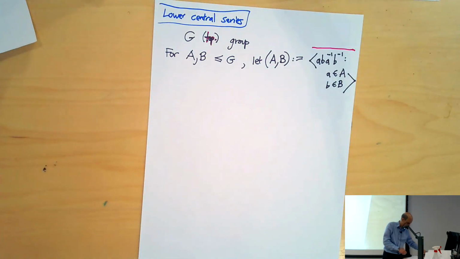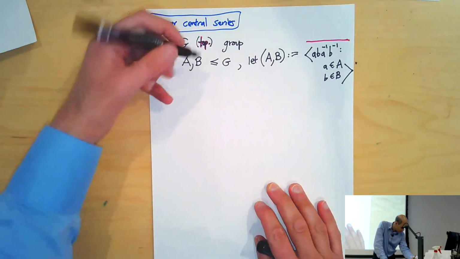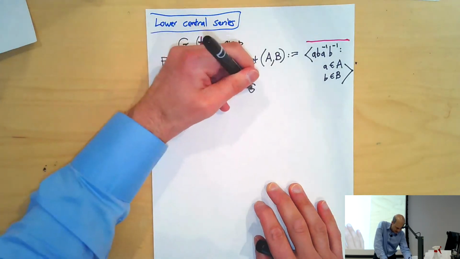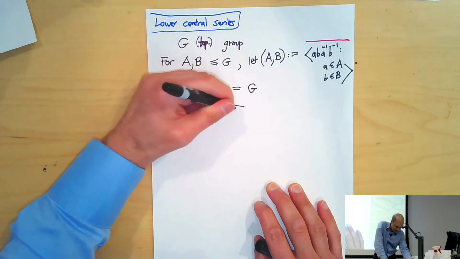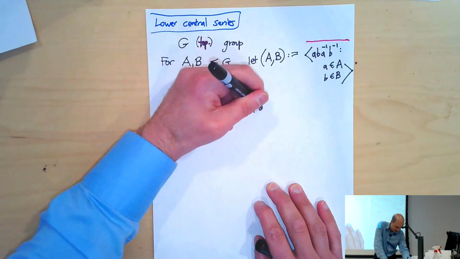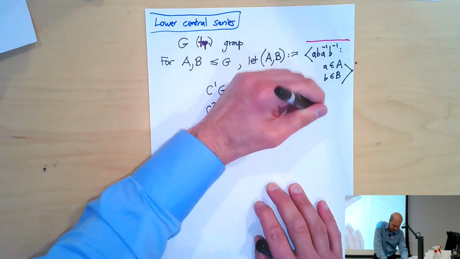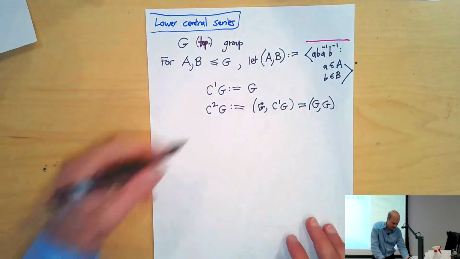And then you can define, you can start taking commutators all over the place. You can start with C1 of G, which is defined to be just G itself, and then you can take C2 of G. Okay, anyway, I'll say this later. You can take the commutator of G with C1 of G, which is usually called just the commutator subgroup of G. And then you can keep going.